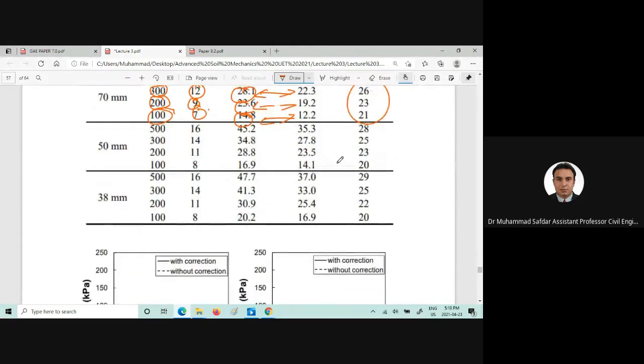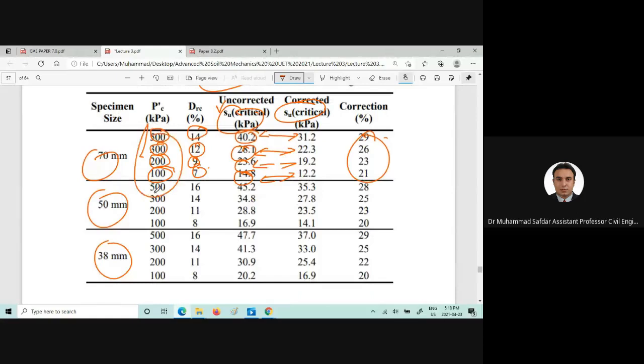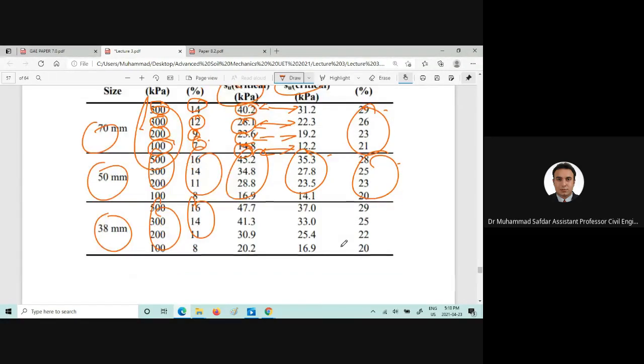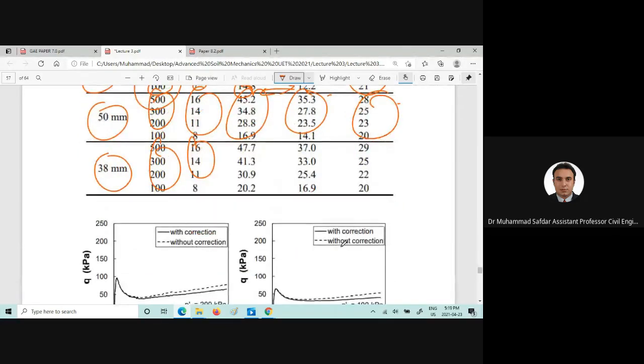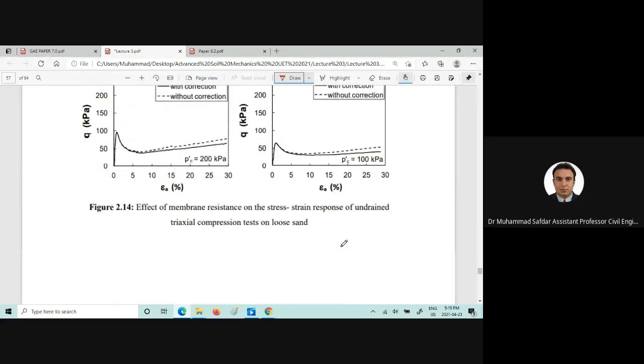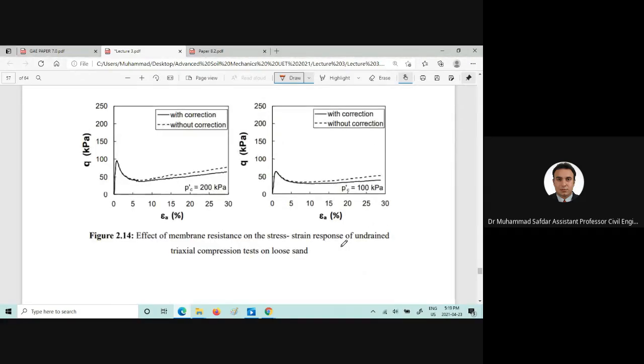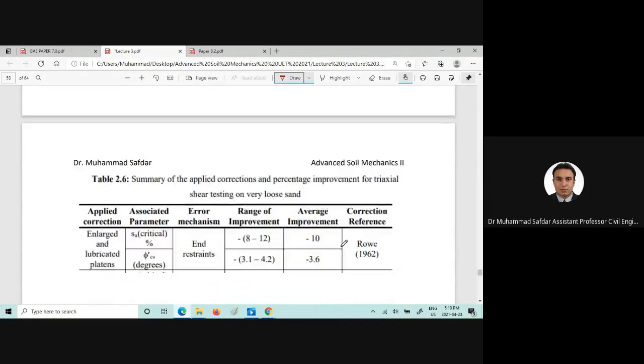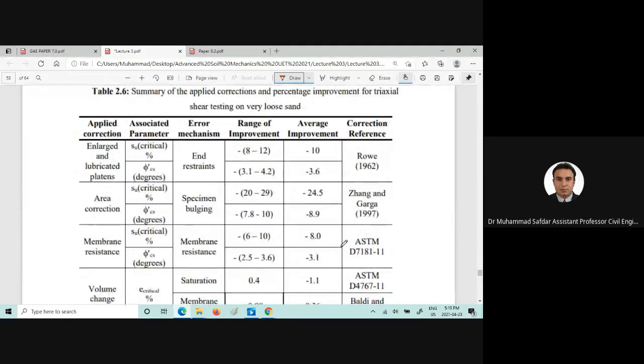So with different specimen diameters, you can perform research on various effective stresses, and you can play with various relative densities with the corrections as well, and come up with the percentage of error. That is a significant development in the research related to the triaxial apparatus. Now, stress-strain behavior with and without correction can also be plotted. Summary of the applied corrections and the error, the average improvement, or the correction reference.